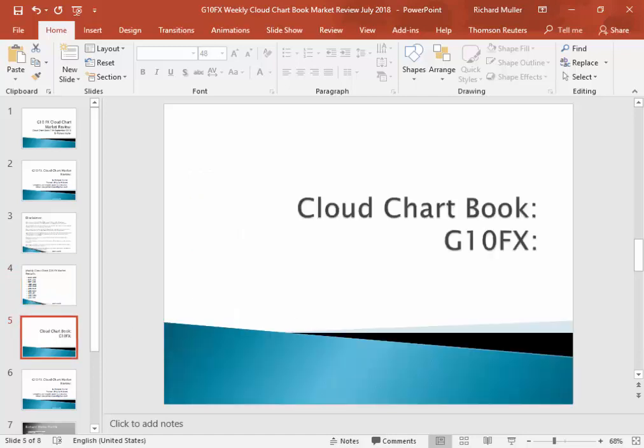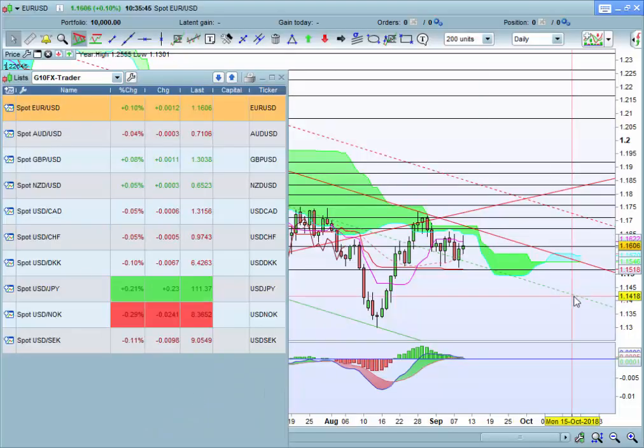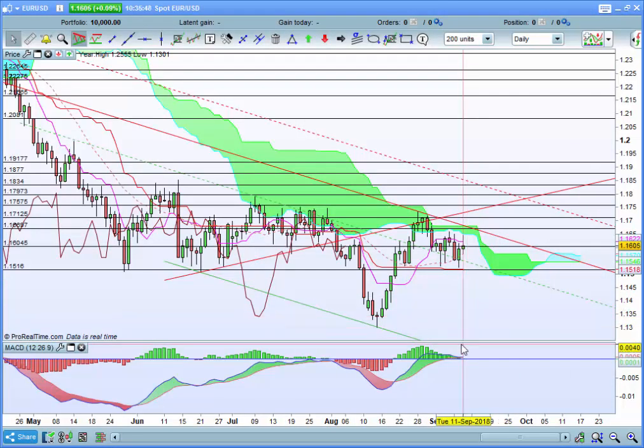Jumping straight into the ProRealTime platform, starting with the Euro US Dollar. We have a very interesting situation here. We're still trading below the cloud, which confirms the downtrend remains in place. The bottom end of the cloud here is becoming a key resistance area. As you can see, we rally back up to the bottom end of the cloud, then sell off.